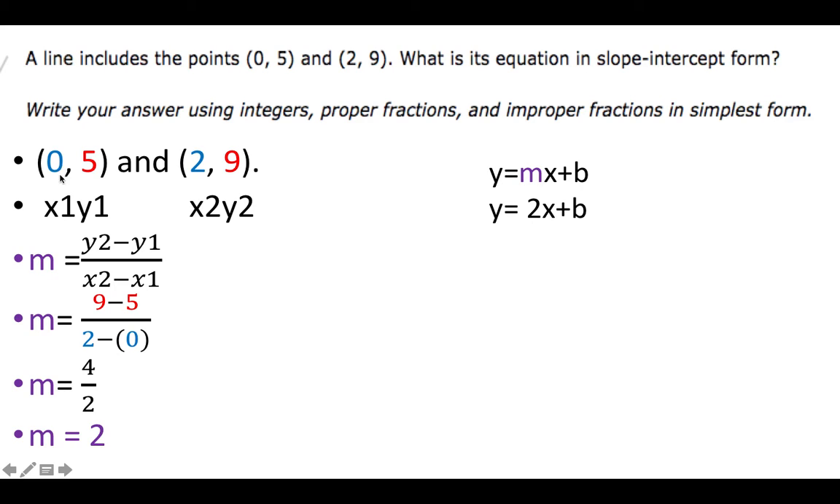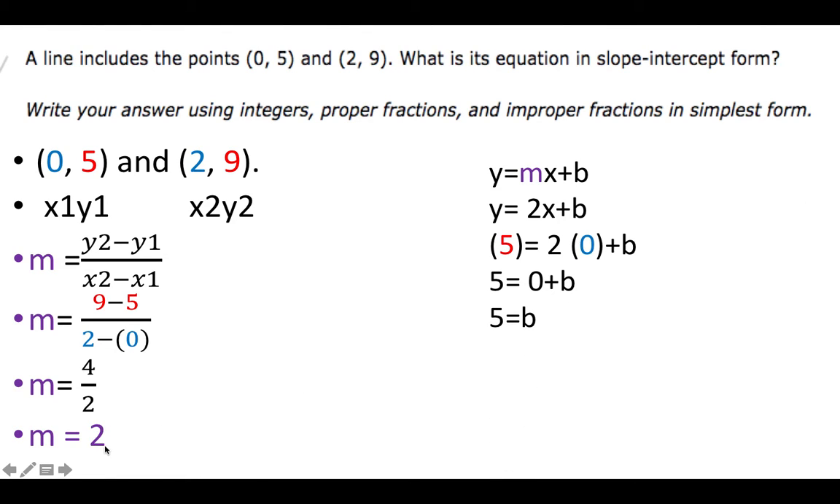So for x, I'm going to substitute 0. For y, I'm going to substitute 5. So let's go ahead and make those substitutions. See how my x is 0 and my y is 5. Zeros are very awesome because 2 times 0 is just going to give me 0. So I know that 0 plus b is just b. So I get that b is equal to 5.